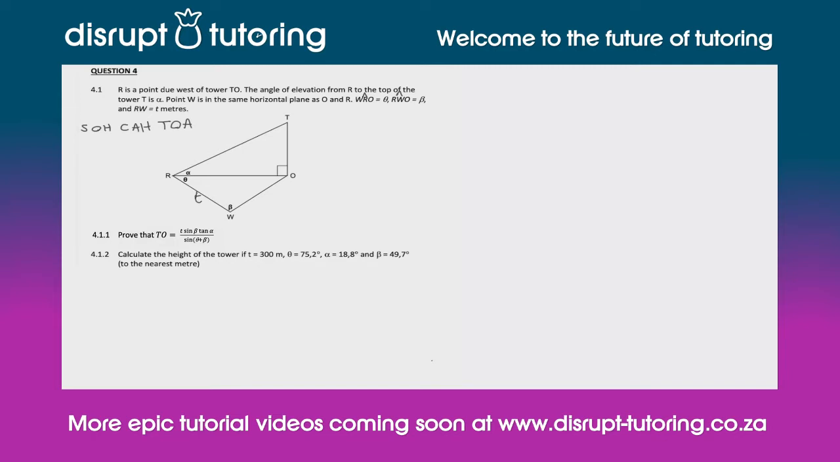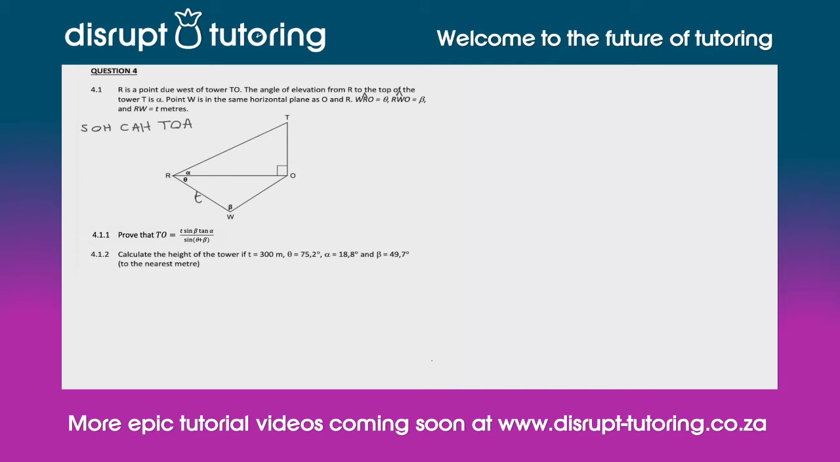So first question, prove that TO is equal to t sine beta tan alpha over sine of alpha plus beta. Now TO is on the right angle triangle, so we do need to use those ratios I spoke about earlier, but we'll use them a little bit later because we need some information first. TO is opposite the angle, and we could work out either the hypotenuse or the adjacent, but we don't have the information to work out the hypotenuse. We do have some information on the other triangle that can help us work out our adjacent RO. So that's what we're going to start with.